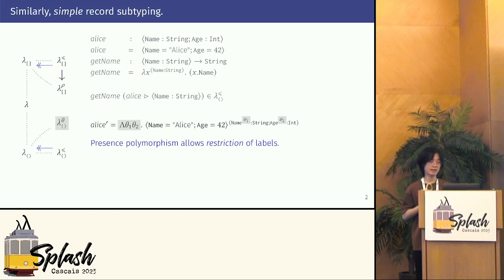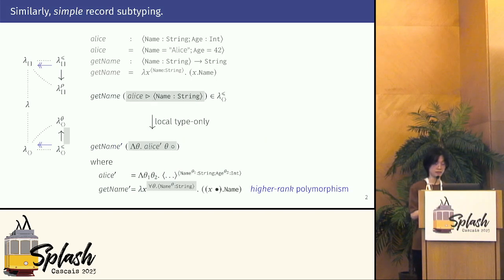And we can also extend the calculus with presence polymorphism. So here we have two presence variables, theta 1 and theta 2, they abstract over the presence of the label name and age. Then to remove the label age from the record, we can just instantiate the presence variable theta 2 to absent. So this gives us a type-only translation of the simple record subtyping to presence polymorphism.